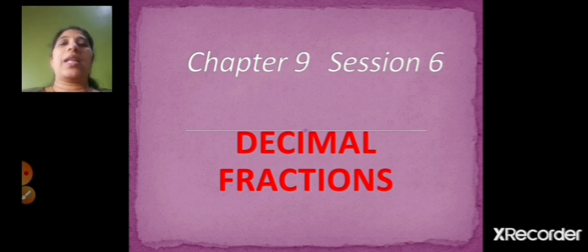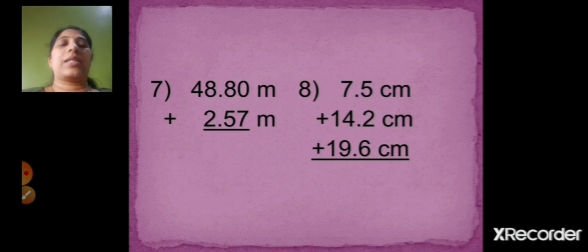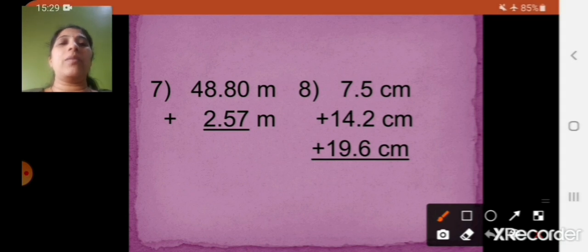So children, in the last session we were seeing some examples related to addition of decimal fractions. So let's continue with it. The 7th example is 48.80 meter plus 2.57 meter.